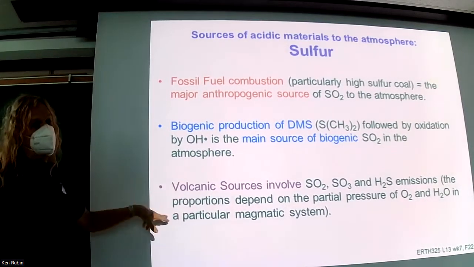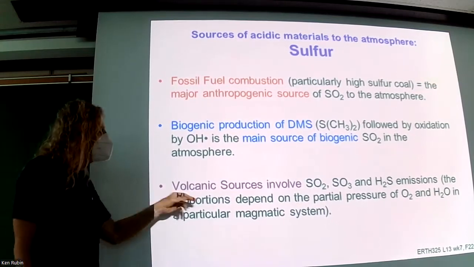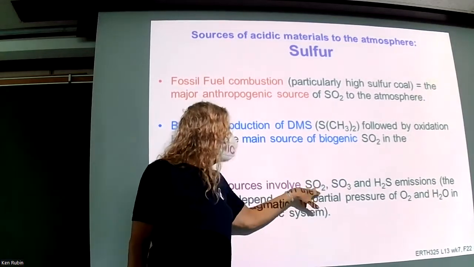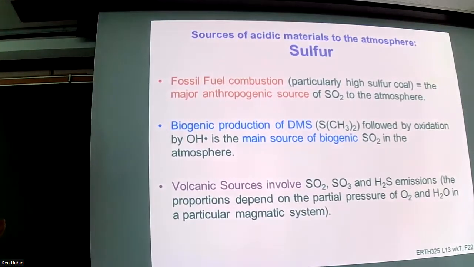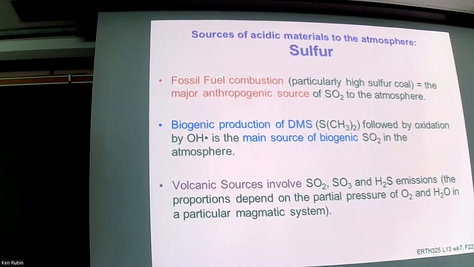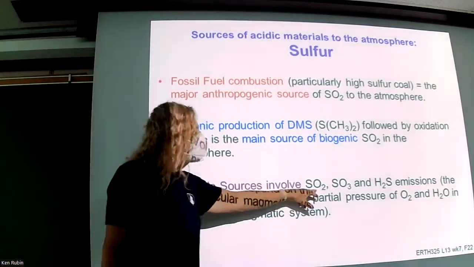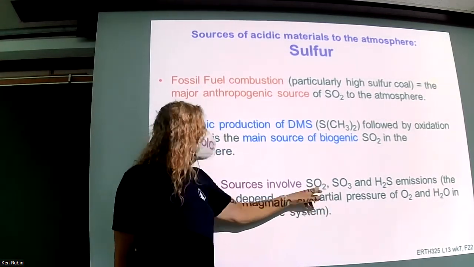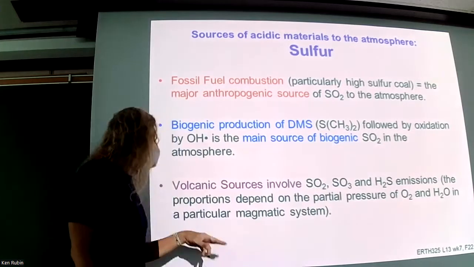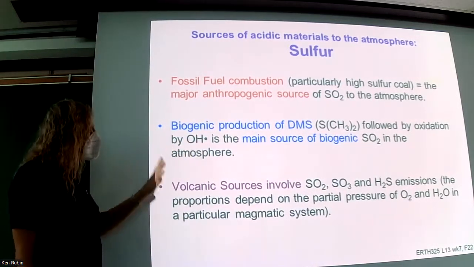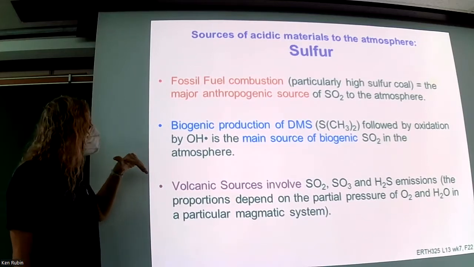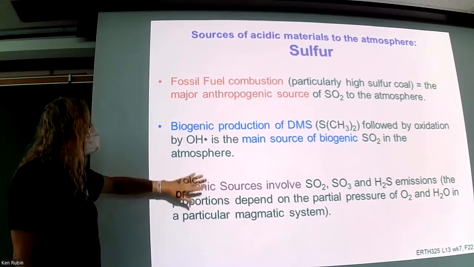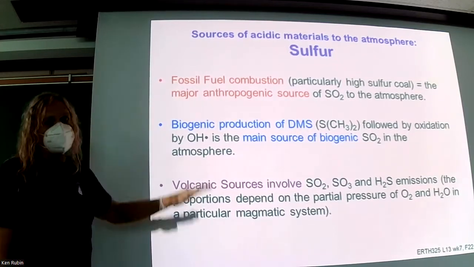Then we have volcanic sources, right? And volcanoes can emit sulfur in various forms, oxidized and reduced. And that depends a lot on the magmatic phenomena, which we'll talk about later in the semester, the relative proportions. But the punchline is that regardless of the form, if it's already oxidized, great. If it isn't oxidized, it will get oxidized by interaction with hydroxyl. There are other sources of sulfur to the atmosphere as well, but these are the three main ones. And so this is natural, this is natural, this is anthropogenic.